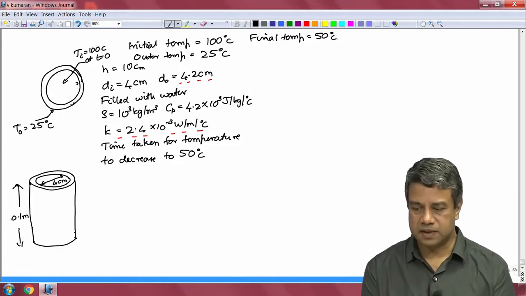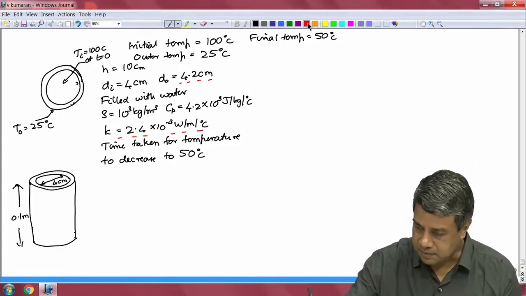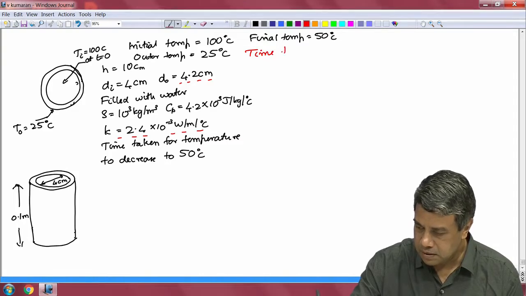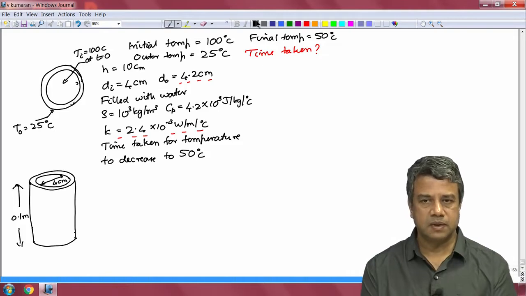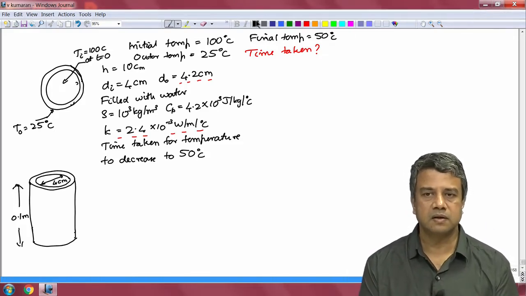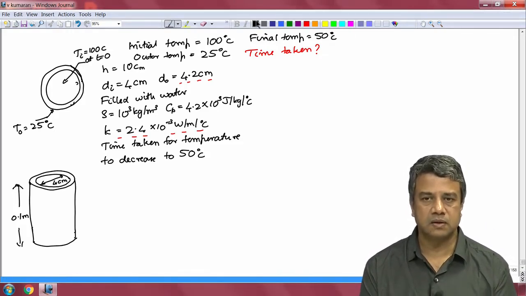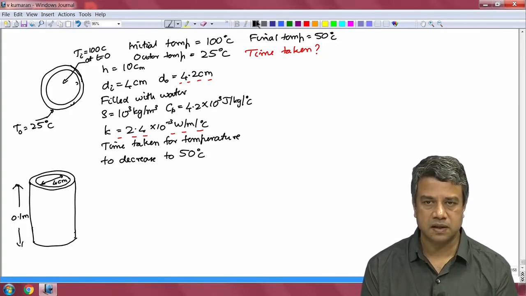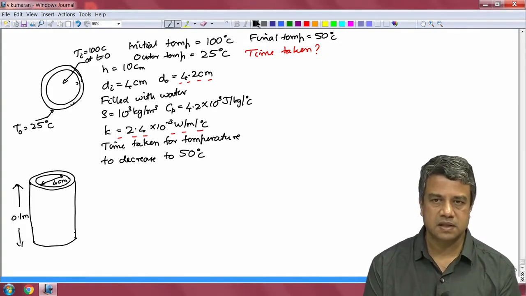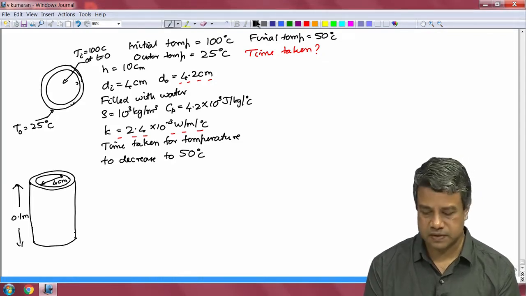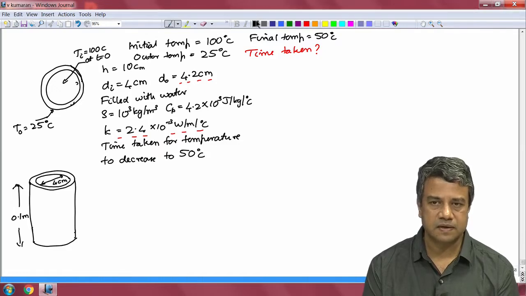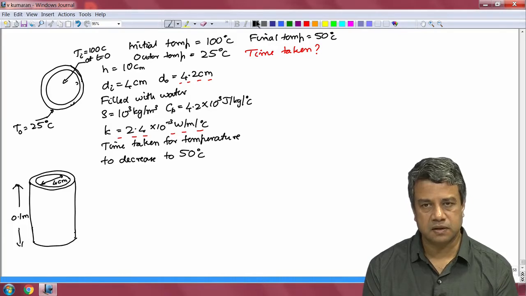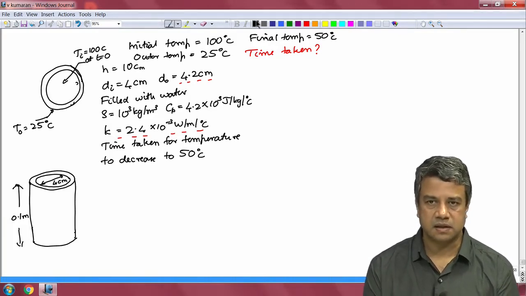So, we are trying to find out what is the time taken. In this case, we will assume that since you have an insulating material between the inner and the outer wall of the flask, the heat transfer resistance is in that material between the inner and outer surfaces, and therefore, the rate of conduction within the liquid inside itself is much faster than the conduction across the wall, and therefore, the temperature of the water inside the flask is a constant at any instant of time.